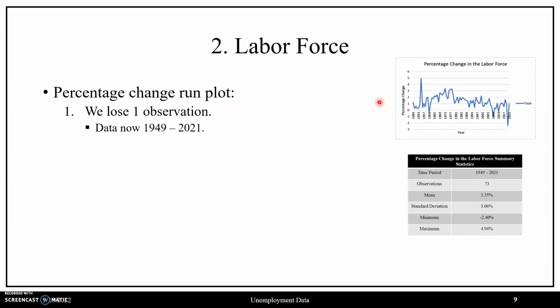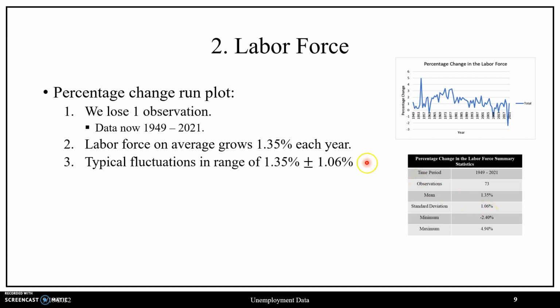We have our new run plot on the right, and we have our summary statistics below. In terms of the percentage change in the labor force, we see that with a mean value of 1.35%, on average the labor force in the United States grows at a rate of 1.35%, and these are what these fluctuations are oscillating around.